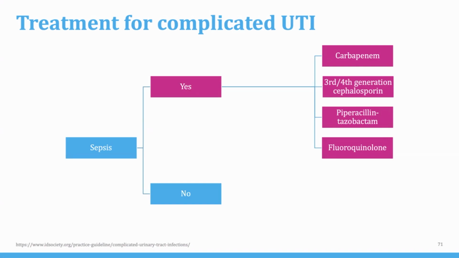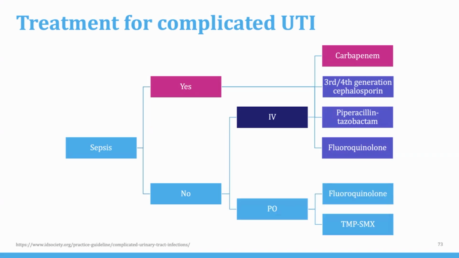If they don't have sepsis, but you want to use IV, either they can't tolerate PO or because of the severity of their presentation, you could still use a 3rd or 4th generation cephalosporin, piperacillin tazobactam, or fluoroquinolone. Again, keep in mind, we try to spare the fluoroquinolone if possible. If they're able to do PO, and even if they have a complicated UTI, you could try to use fluoroquinolone at this point or trimethoprim sulfa.